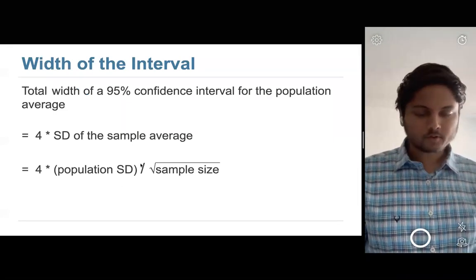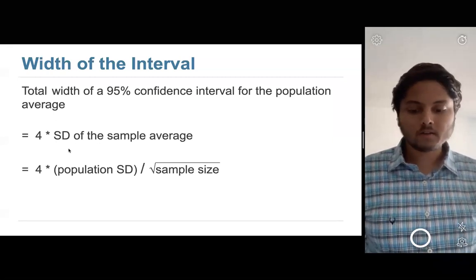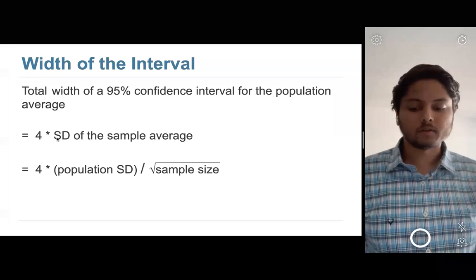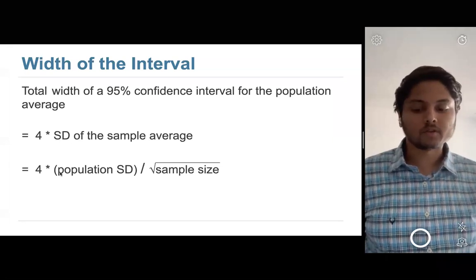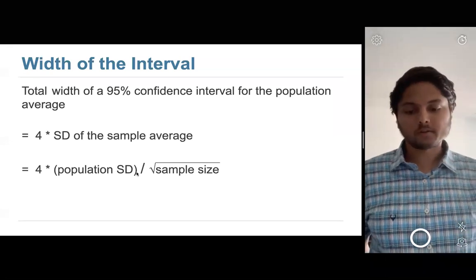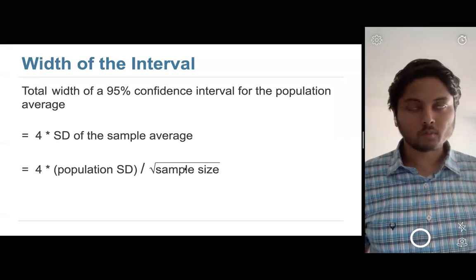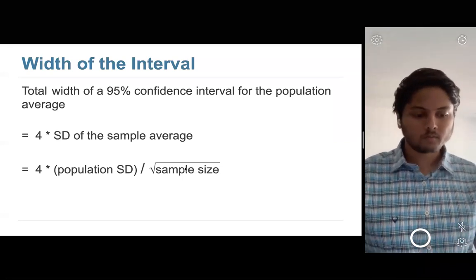What's the difference between the top and the bottom equation? They're equivalent. The SD, we're just plugging in the formula here, basically. So we know the SD of the sample average is equal to the population SD divided by the square root of the sample size. So this thing should equal this, assuming the normal approximation, the central limit theorem.